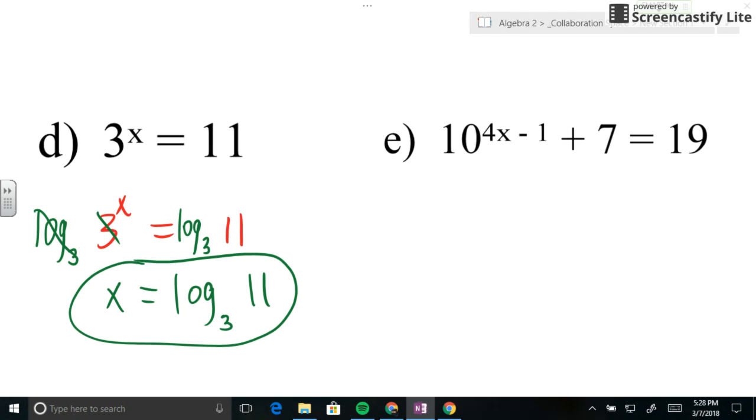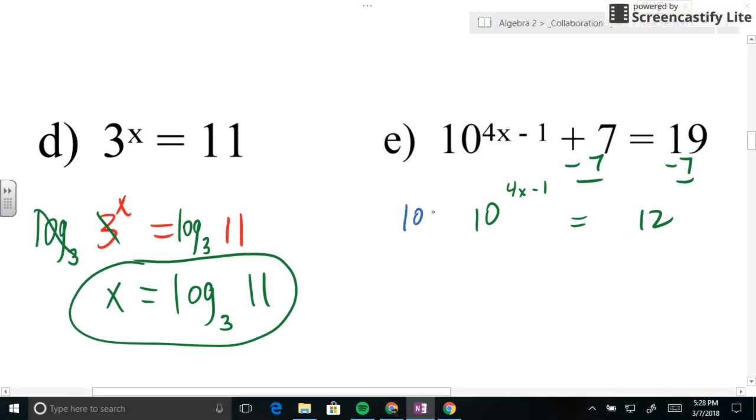Let's try the next one. Like the last one, we did a log base 3 to get rid of the 3 because the x was in the exponent. We have x in the exponent again, so somehow we're going to have to do a log base 10. Before we do a log base 10, we want to subtract 7 first. Subtracting 7 first gives us 10 to the 4x minus 1 equals 12. And now we can take a log to get rid of the 10. So we want to do a log of base 10 to both sides.